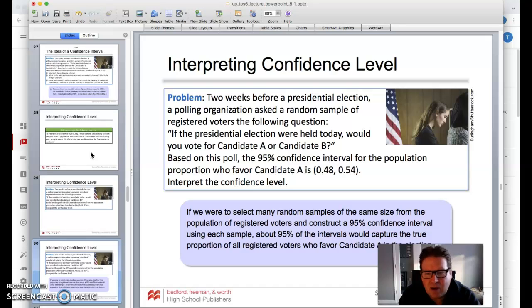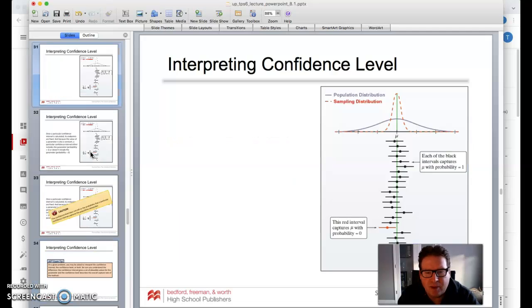Now, the confidence level is that we would talk about it here as we would say, if we were to select many random samples of the same size from the population of registered voters and construct a 95% confidence interval using each sample, about 95% of the intervals would capture the true proportion of all registered voters who favor candidate A in the election, okay? So this is kind of what we're talking about.